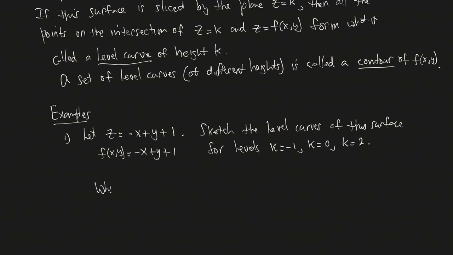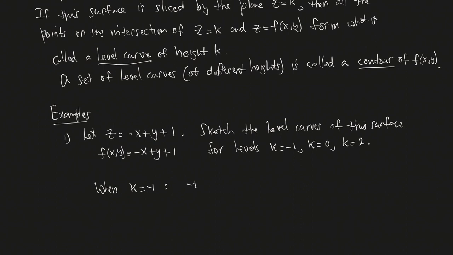So let's say this: when k is equal to negative 1, that means our z value, the height, is negative 1. So we're going to replace the z with the negative 1. That's what this is saying here, right? So your z is now a fixed value, and we want to see what kind of equation in terms of x and y is left.